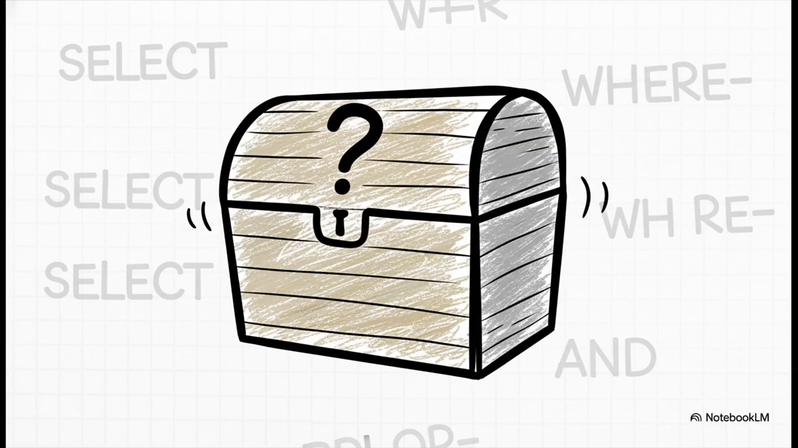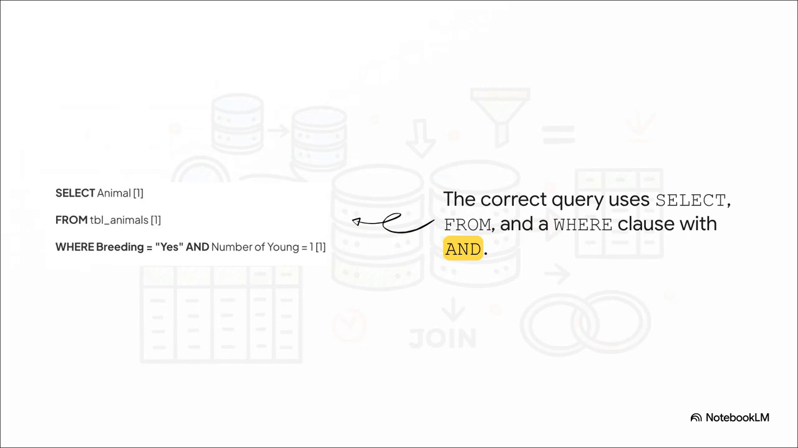Okay, you ready for the answer? Did you get it? Let's see. And here it is. Let's walk through it together. First, select animal, because we only wanted the animal's name. Then, from TBL animals. That's just the name of our table. And then the most important part, the filter, where breeding equals yes and number of young equals 1. We had to use and because the animal had to meet both of those conditions. Hey, if you got that right, congratulations. You've officially written a real SQL query.